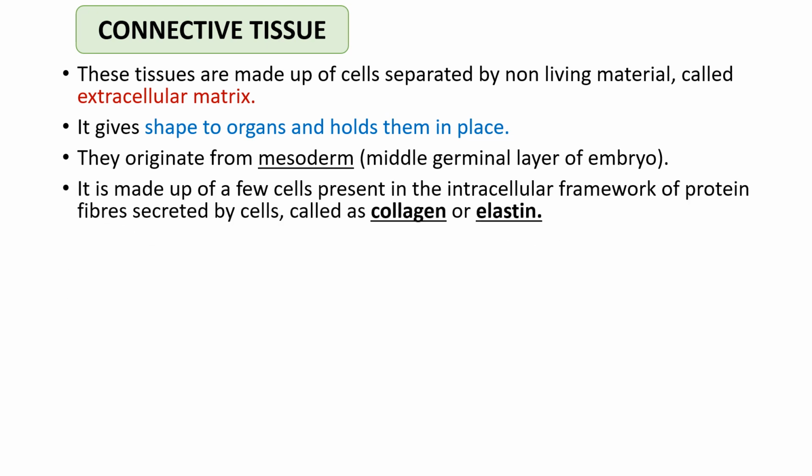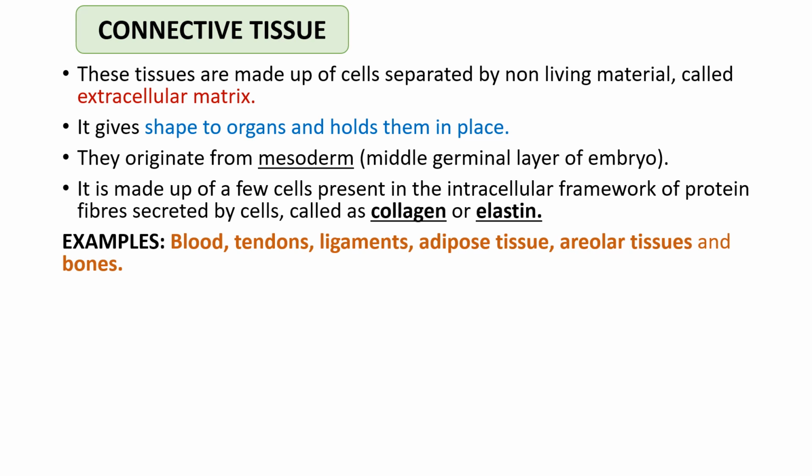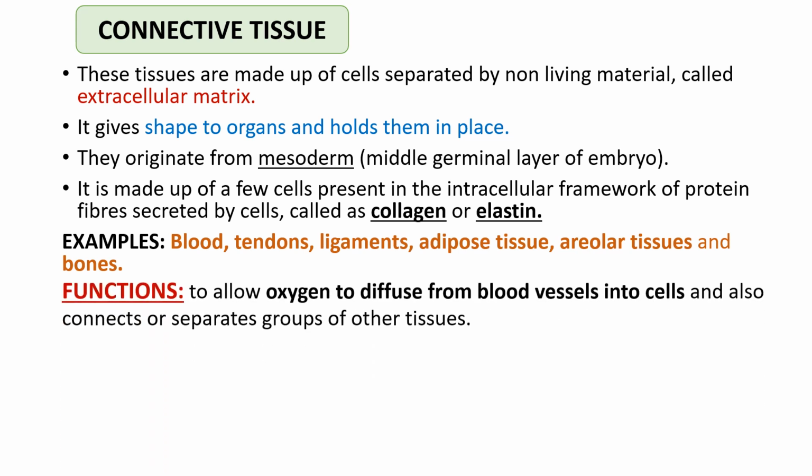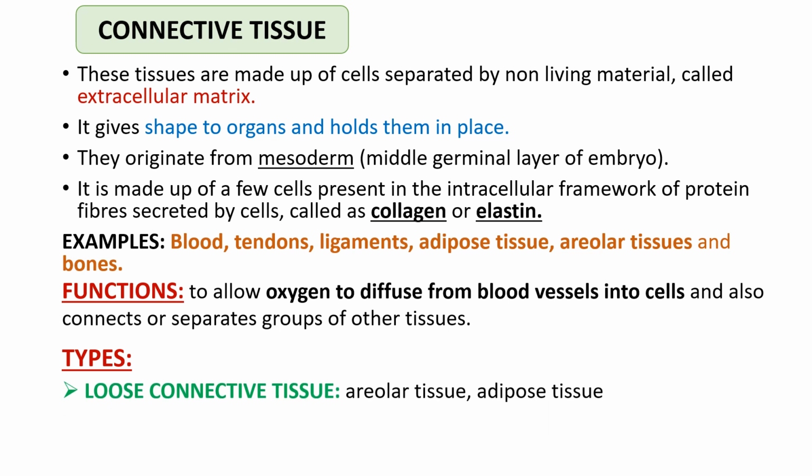And it is made up of a few cells present in the intracellular framework of protein fibers secreted by cells, called as collagen or elastin. Examples are blood, tendons, ligaments, adipose tissue, areolar tissues, and bones. Functions of connective tissue are to allow oxygen to diffuse from blood vessels into cells, and also connects or separates groups of other tissues. Types of connective tissue are loose connective tissue that includes areolar tissue and adipose tissue.